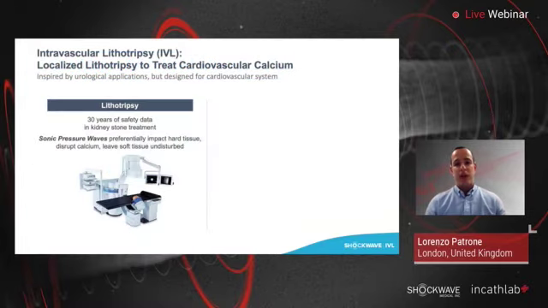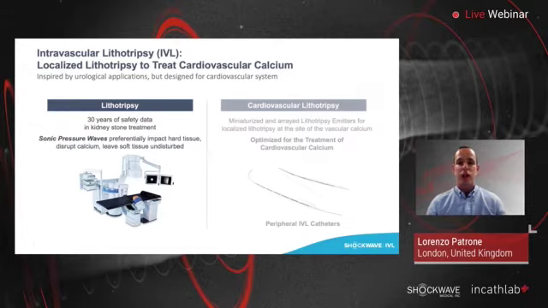Just to briefly talk about intravascular lithotripsy for whoever is not very used to it: it is localized lithotripsy to treat localized calcium. It comes from the experience of our urology colleagues, so it is not new, with 30 years of data, very good safety, and very widespread use. The waves generated by this kind of machine disrupt the calcium but leave all the other tissues safe and healthy. This same concept was taken into the cardiovascular field, and we now have catheters for both the coronary and the peripheral system.